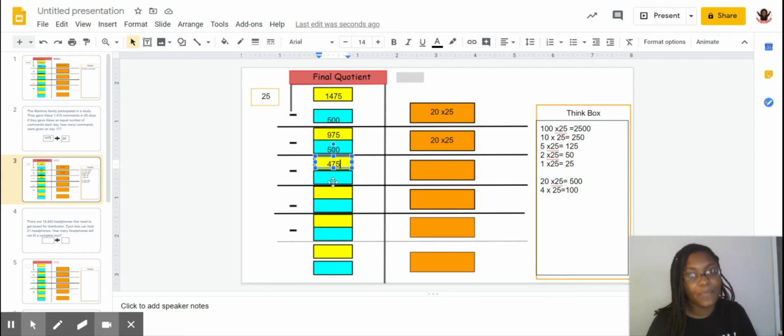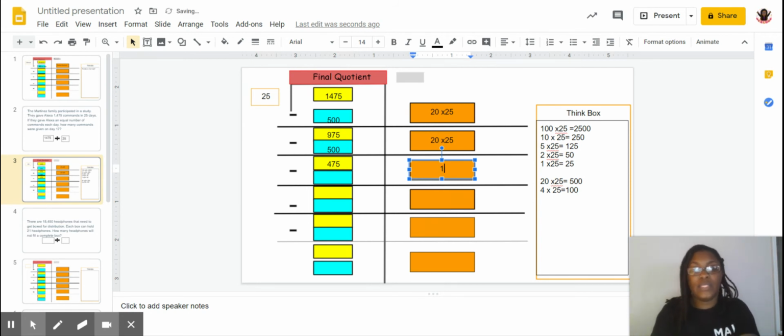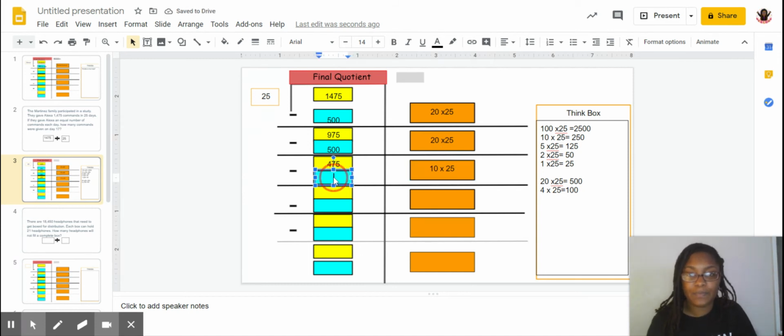I'm going back in my box and I can't use 20 times 25 anymore because that was 500. That's too much. Now I need to get close to 475 without going over. So I'm going to do 10 times 25 this time because that gets me closest. So 10 times 25 gets me 250.